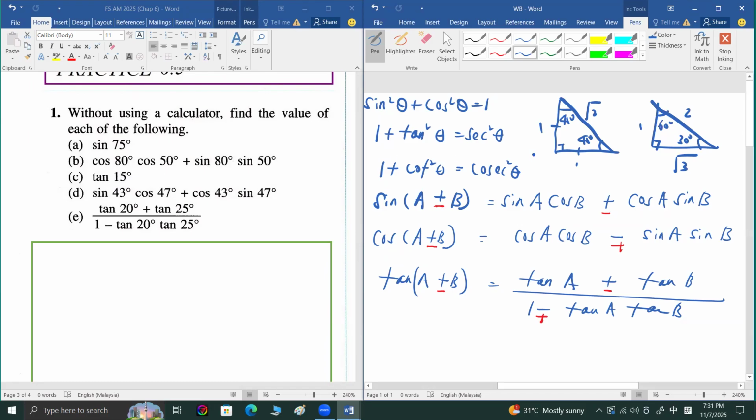So for 15, class, make it 45 minus 30, tangent 45 minus 30. And you see the formula sin A cos B, cos A sin B. You refer to this formula, and for tangent, you refer to this. Okay, I'll keep trying C until E now.